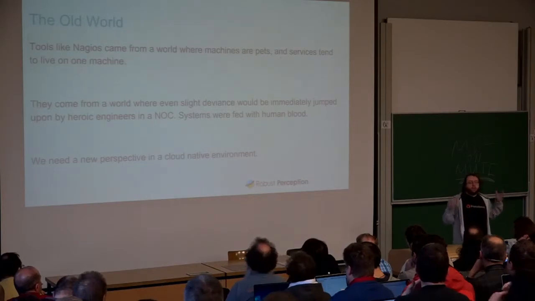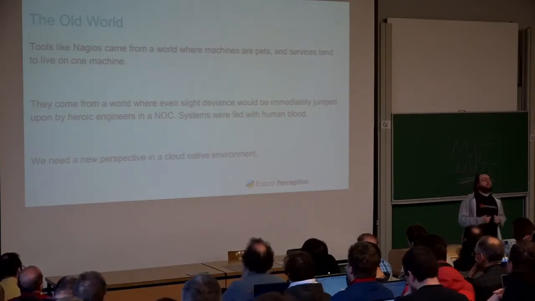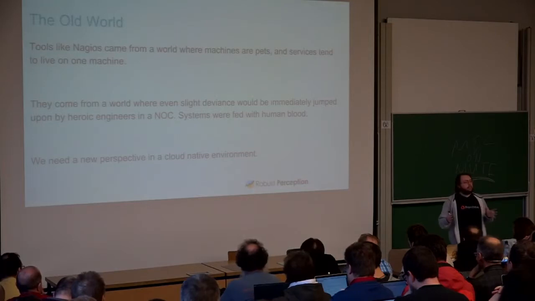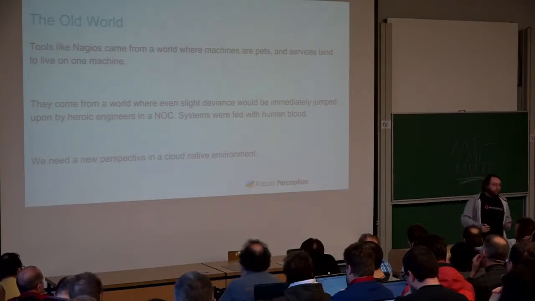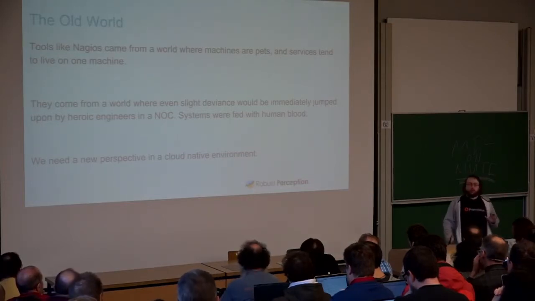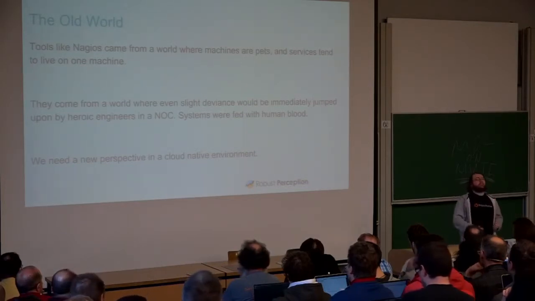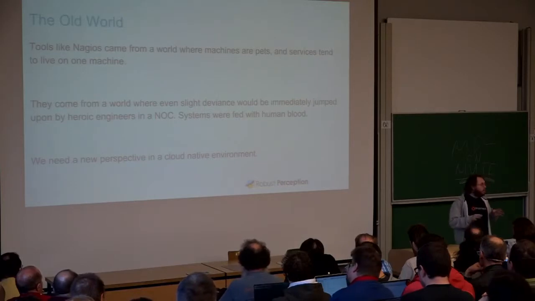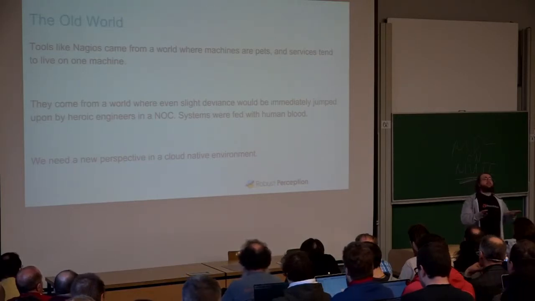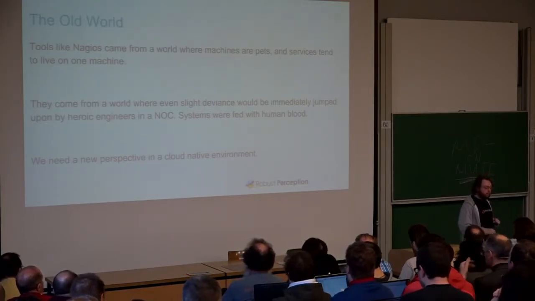And they had tools like Nagios in this world where machines are pets, and the services lived on one machine. We had the MySQL machine, the Apache machine, the Mail machine. One machine, one purpose. And if any one of those machines deviated somehow, humans would jump on it, fix it and investigate it, and make sure it's absolutely perfect. Lots of loving and care.